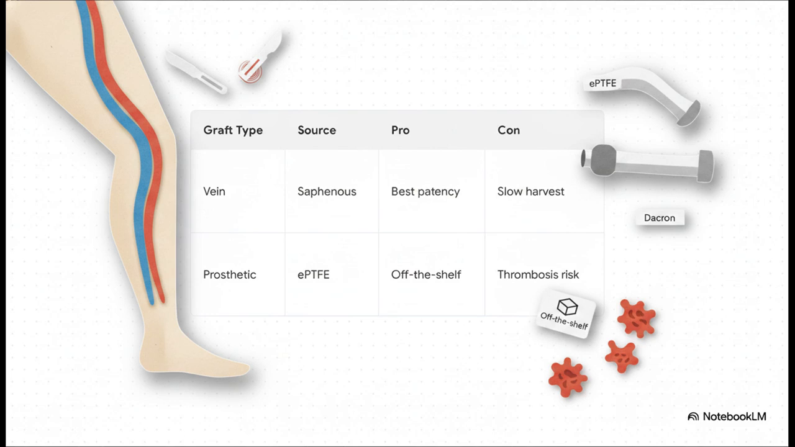So, what kind of graft do you use? Let's break it down. An autologous vein graft, specifically a reversed saphenous vein, is the gold standard. It has a much lower infection risk, but the obvious downside is that it requires precious time to harvest. On the flip side, a prosthetic graft, like EPTFE or Dacron, has the massive advantage of off-the-shelf availability. It's rapid, but you're trading that speed for a higher long-term thrombosis risk.